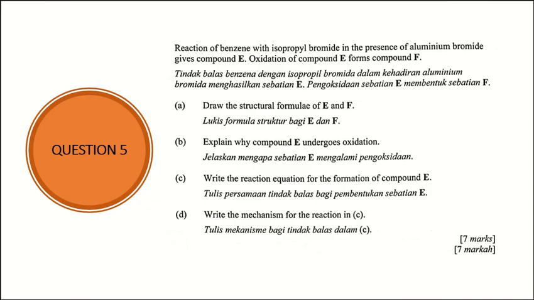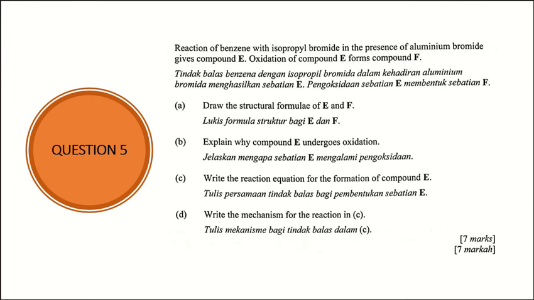Reaction of benzene with isopropyl bromide in the presence of aluminium bromide gives compound E. Oxidation of compound E forms compound F. A. Draw the structural formula of E and F. B. Explain why compound E undergoes oxidation. C. Write the reaction equation for the formation of compound E. And D. Write the mechanism for the reaction in C.